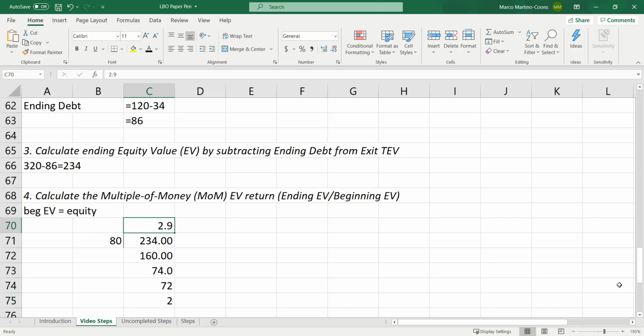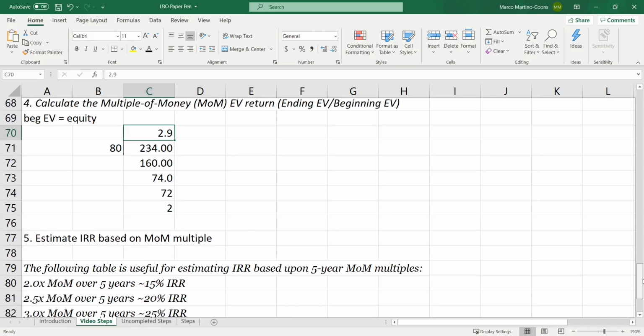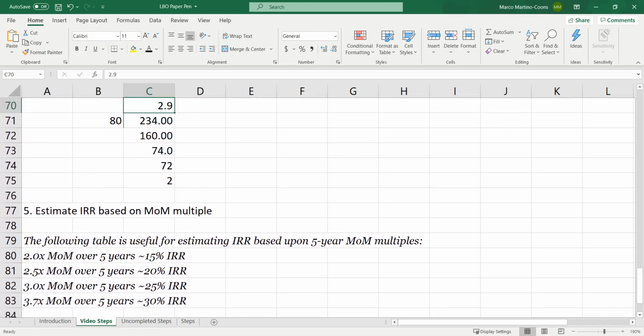Now let's look at IRR. We're going to estimate it based off this money on money multiple here. You can just memorize this table for interviews. That's honestly probably the best way to do it.